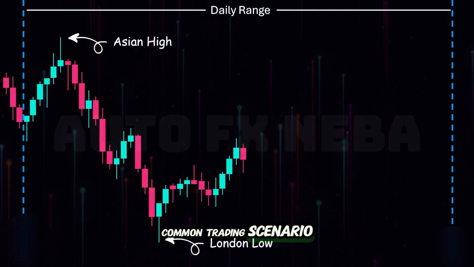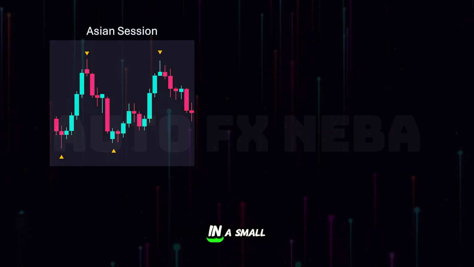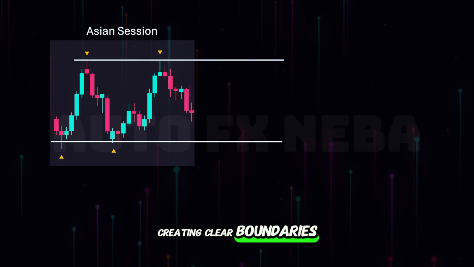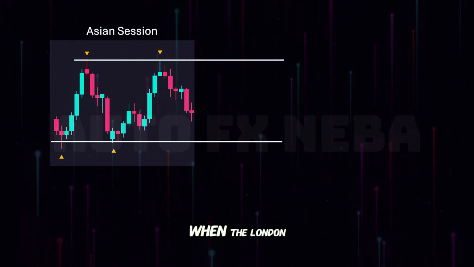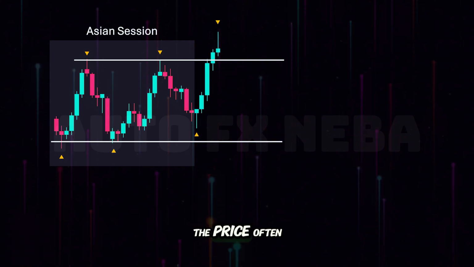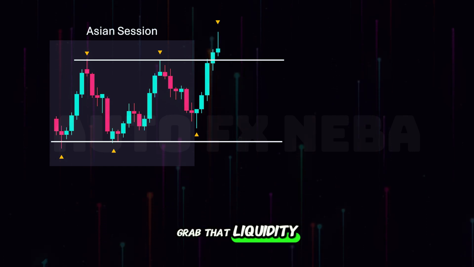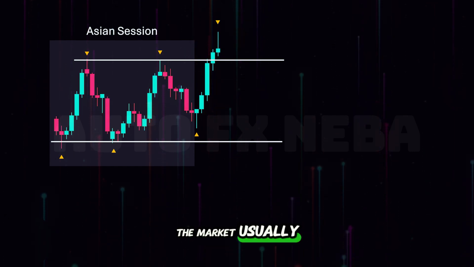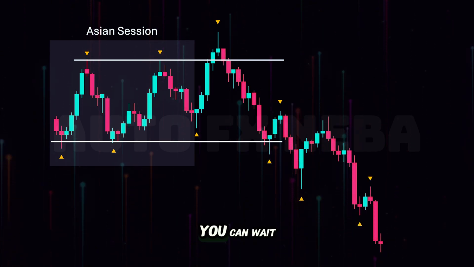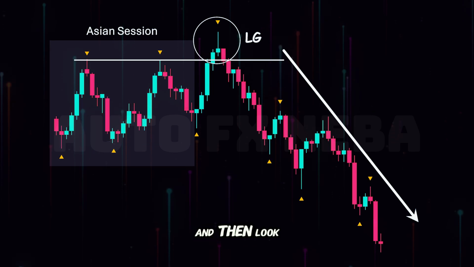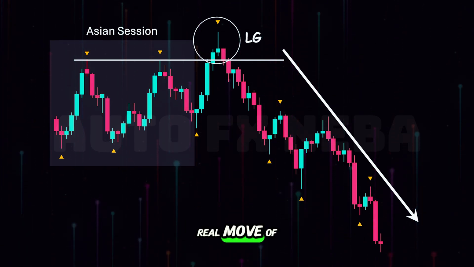Here is a common trading scenario. In the Asian session, price usually moves in a small range, creating clear boundaries. Liquidity builds just above and below those levels. When the London session opens, the price often breaks above the Asian high or below the Asian low to grab that liquidity. After the sweep, the market usually reverses and makes its bigger move for the day. To use this, you can wait for the liquidity grab to happen and then look for a reversal setup in the opposite direction, which often lines up with the real move of the session.